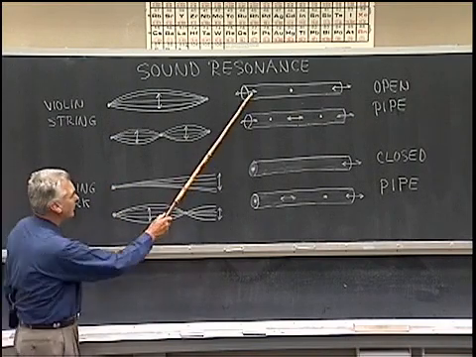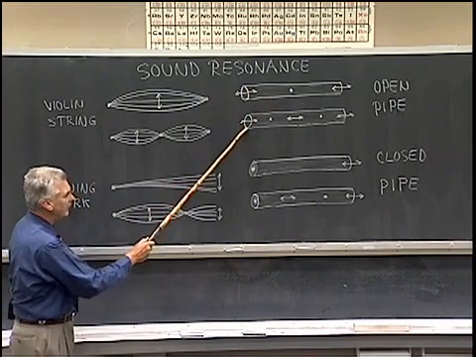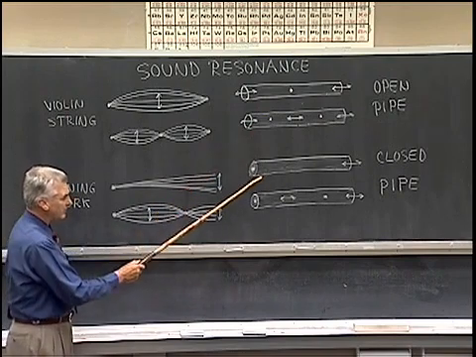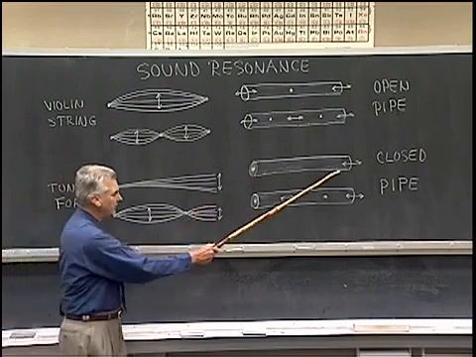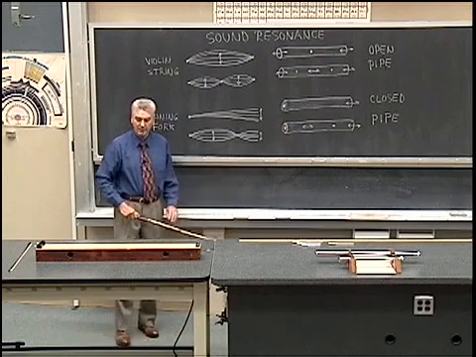This represents an open organ pipe or open wind instrument, open at either end. And here is the same instrument vibrating with a higher harmonic. This is a closed pipe, closed at one end, open at the other end, and here it is vibrating with a higher harmonic.